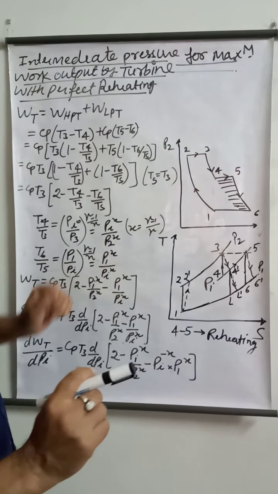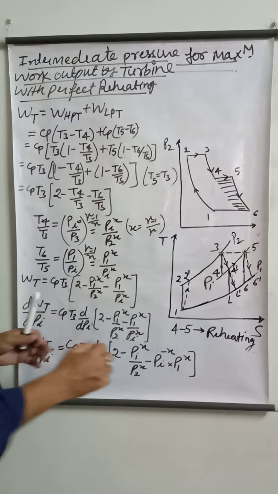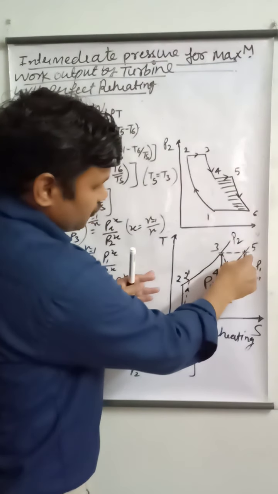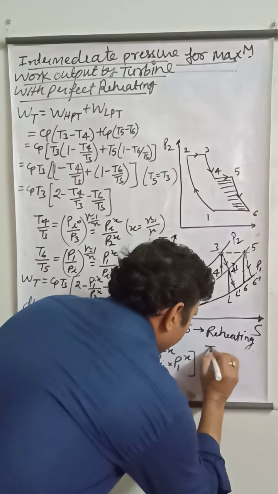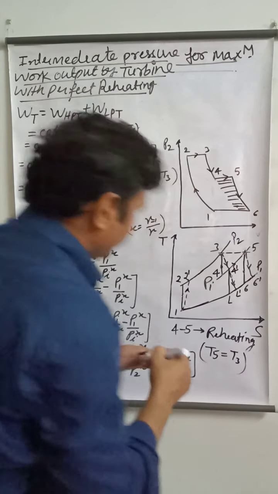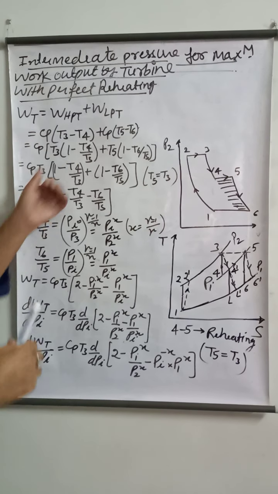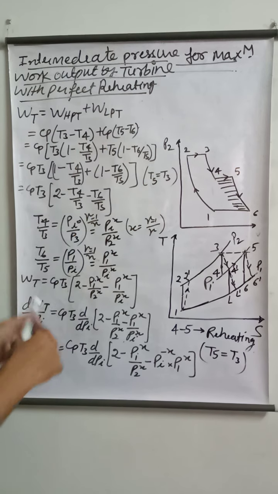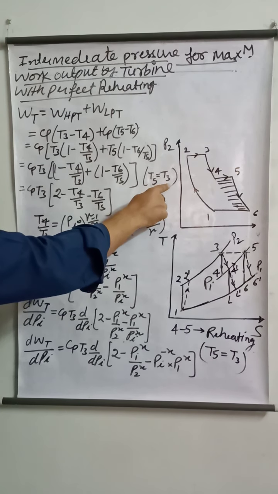And with perfect reheating. Now what do we mean by perfect reheating? That the temperature after reheating, meaning T5, should be equal to the temperature at point 3. So for perfect reheating, T5 is equal to T3, right? So Cp T3 outside the bracket, (1 minus T4 upon T3) plus T5 (1 minus T6 upon T5). Now T3 is equal to T5 for perfect reheating.